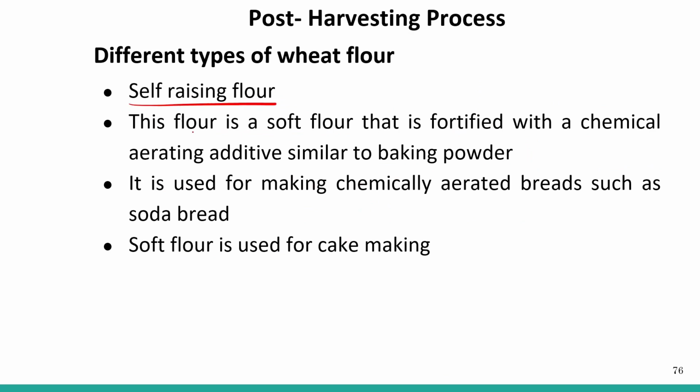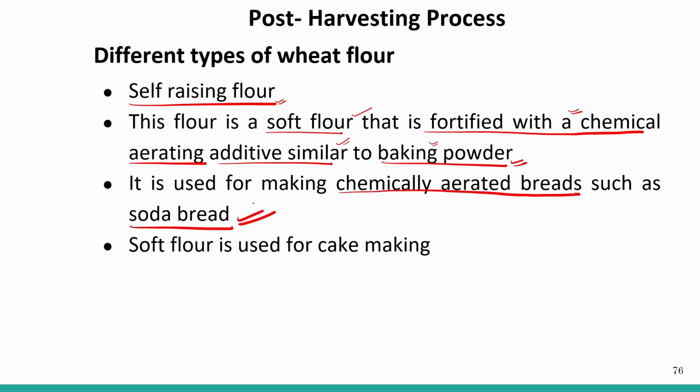Self-raising flour. This flour is a soft flour that is fortified with a chemical aerating additive similar to baking powder. So self-raising flour means a chemical like baking powder is used to make the dough rise. Okay, so this is a similar soft flour fortified with a chemical aerating additive similar to baking powder, and it is used for making chemically aerated bread such as soda bread. This is very important. This is used by self-raising flour.